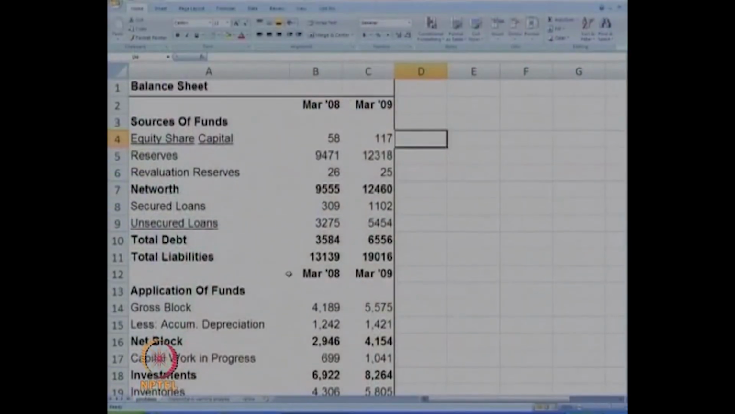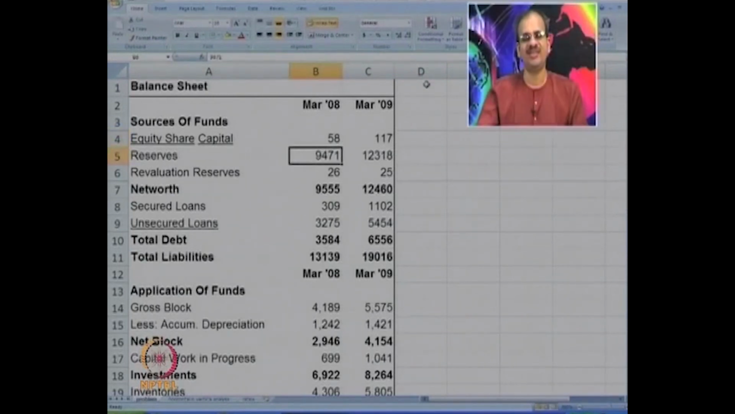Today we are going to look at a particular balance sheet and P&L account. As you can see here, have a look at the balance sheet first. Here you can see that the company has accumulated a lot of reserves. You can see equity share capital is 58 versus reserves of 9471. Reserves have further increased to 12318. So, you can see there is also a good amount of loans, though they are not much in relation to the owner's funds, but the company has also taken some loans.